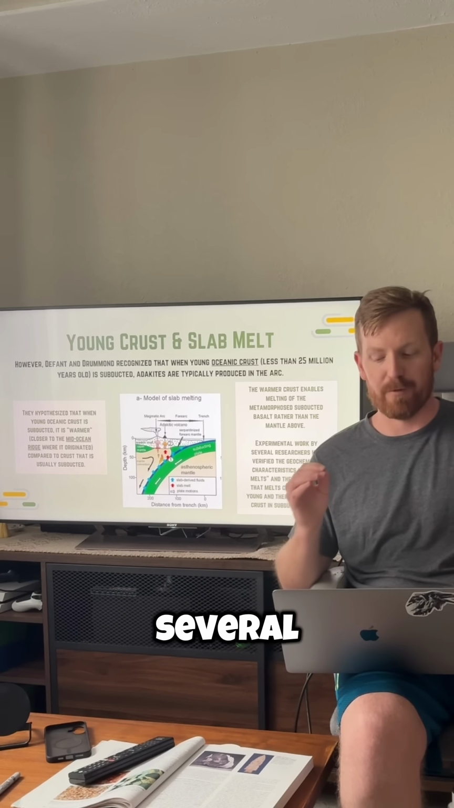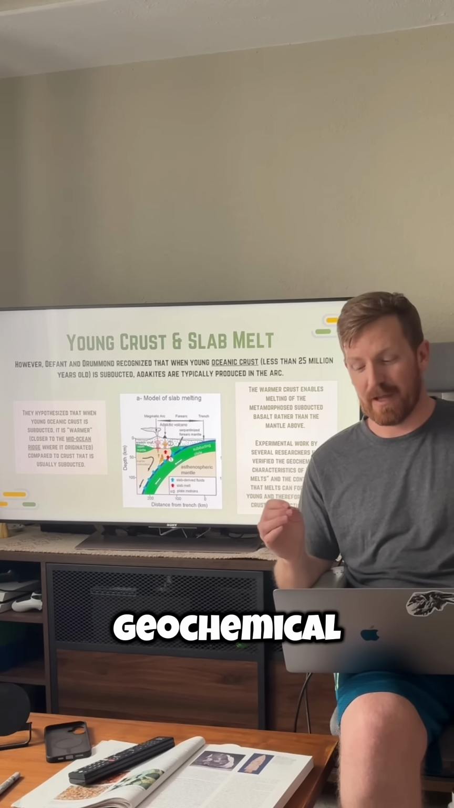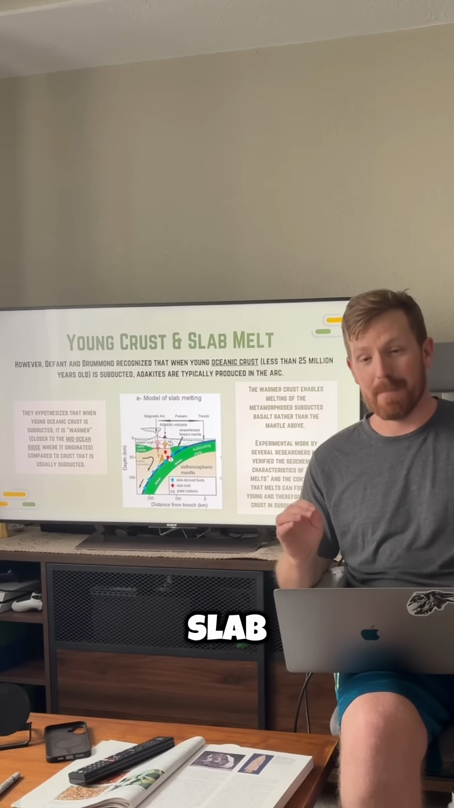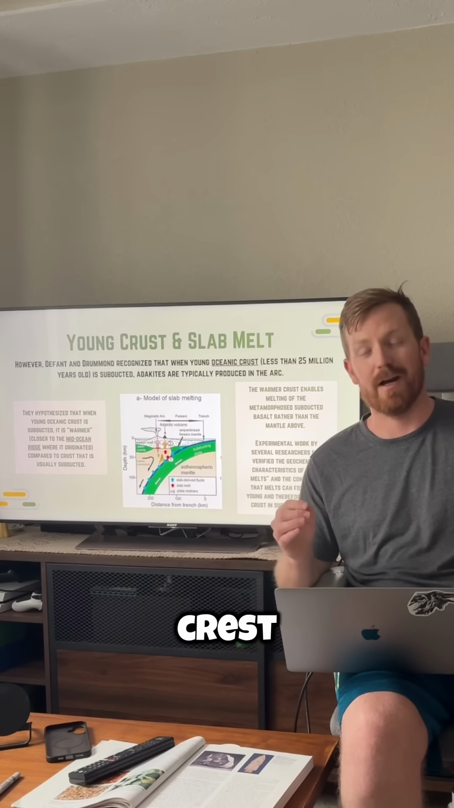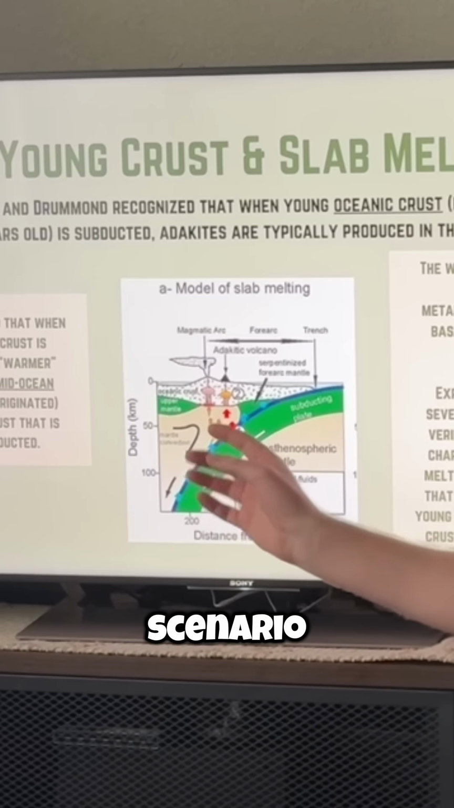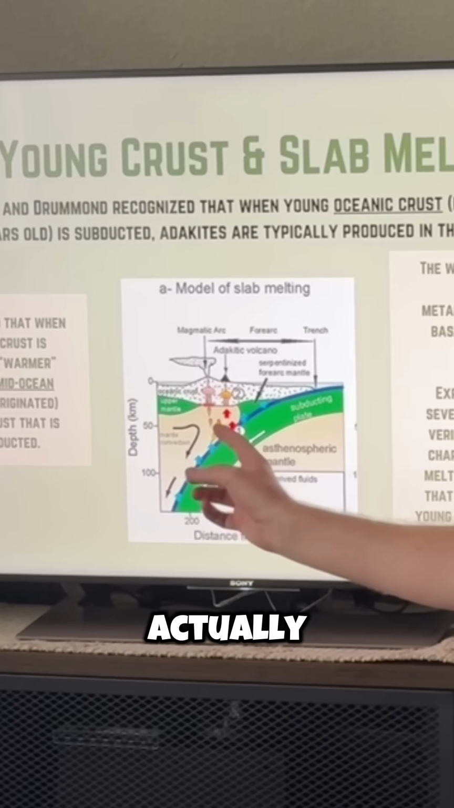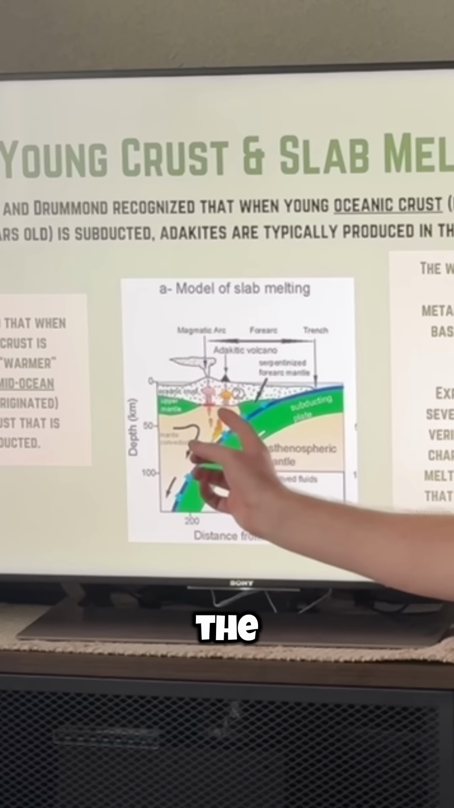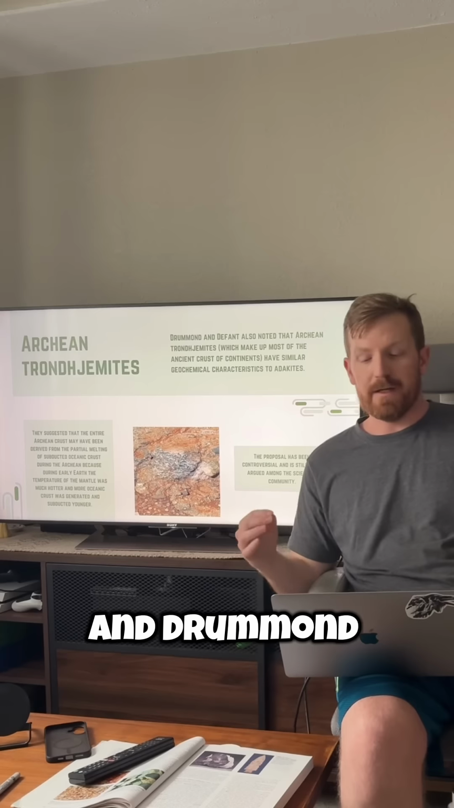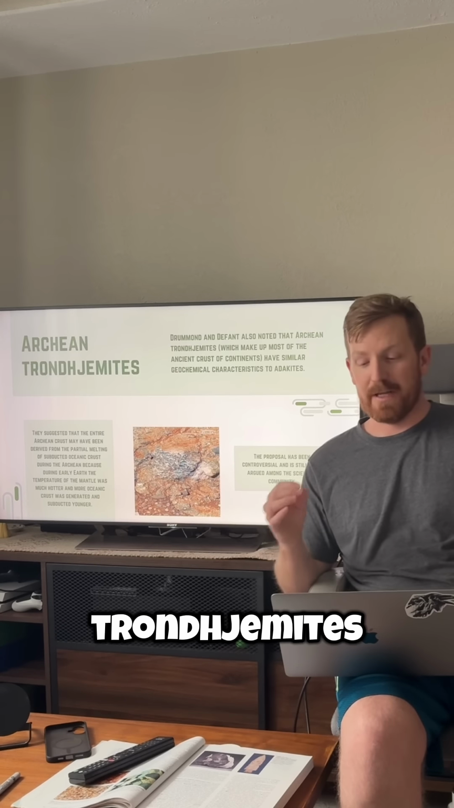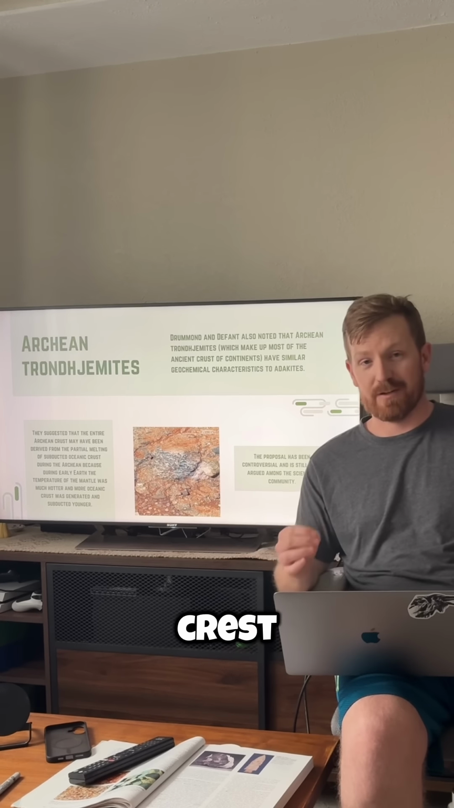Experimental work by several researchers has verified the geochemical characteristics of slab melt and the contention that melts can form from younger and therefore warmer crust in subduction zones. In this scenario, the subducting plate is actually melting and rising into the mantle and then rising up into the volcanic arcs.